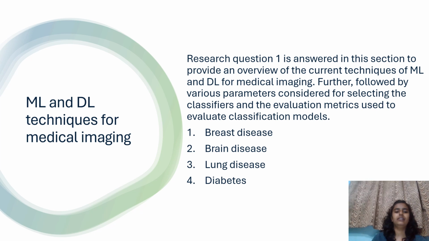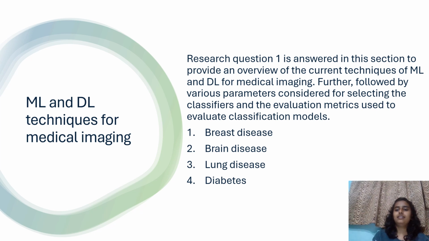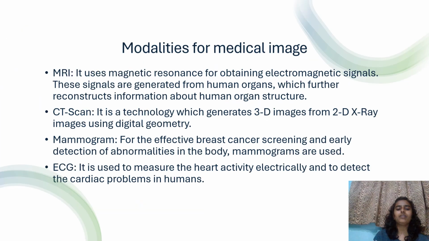Next is ML and DL techniques for medical imaging. Research question 1 is answered in this section to provide an overview of current techniques of ML and DL for medical imaging. Further, it is followed by various parameters considered for selecting the classifiers and evaluation metrics used to evaluate classification models. First is breast disease, brain disease, lung disease, diabetes. Next, for medical image: MRI, CT scan and ECG.